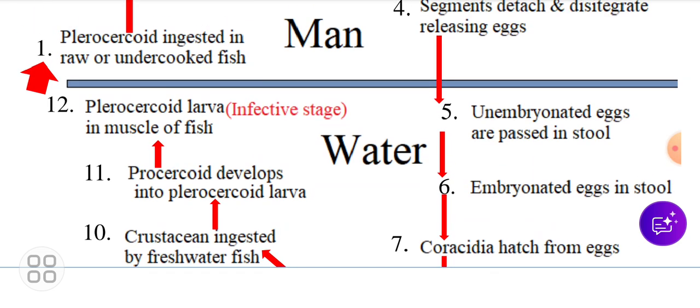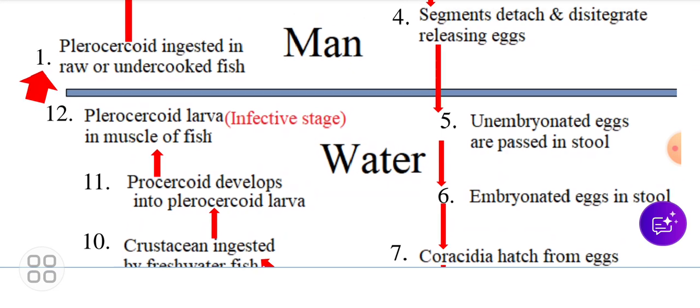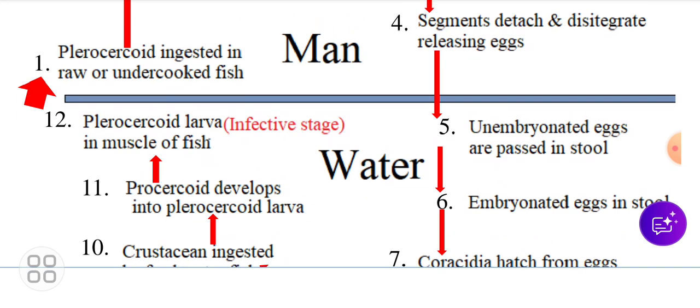Now the pleurocercoid larva, which is the infective stage, is encysted in the muscle of the freshwater fish. And then from number 12, you can go to number 1, that the infection will take place by ingestion of the fish containing the pleurocercoid larva.